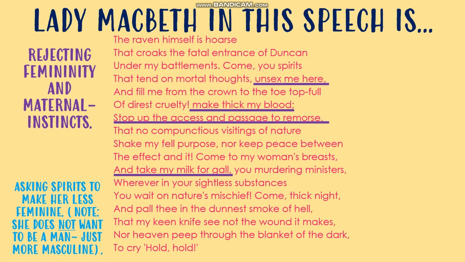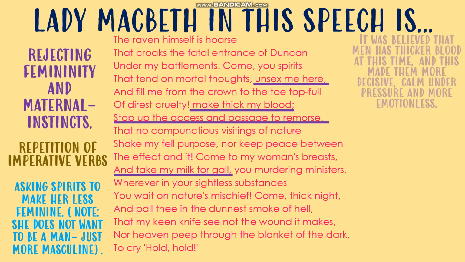Because during that time, it was believed that certain personality traits, decisiveness, calmness under pressure, being emotionless, were more masculine, whereas women were more emotional and unpredictable. So when she says "unsex me here and make thick my blood," she's actually asking to be more masculine, not to be a man. Okay, so that's what's important to remember about that.